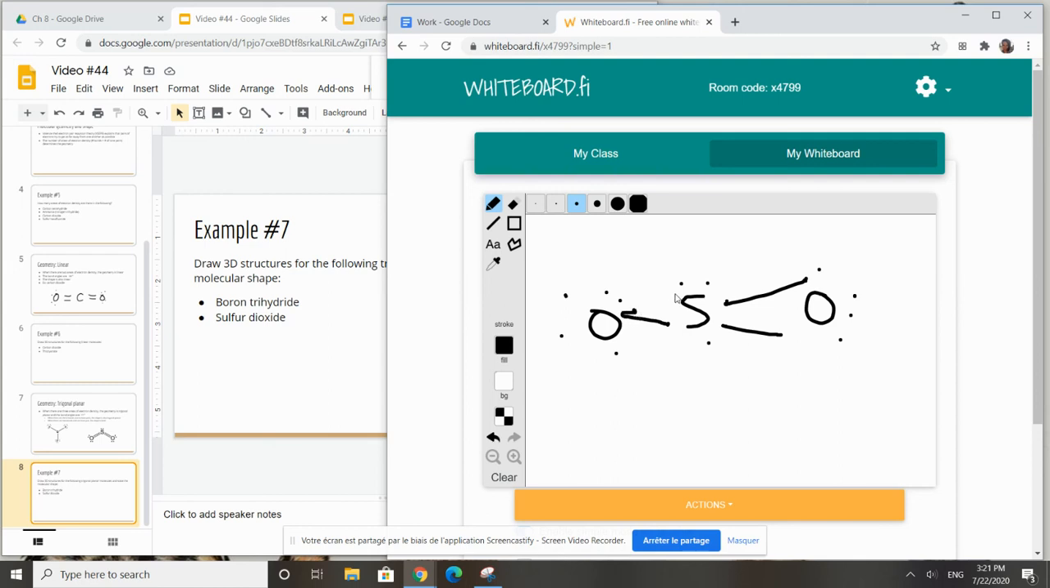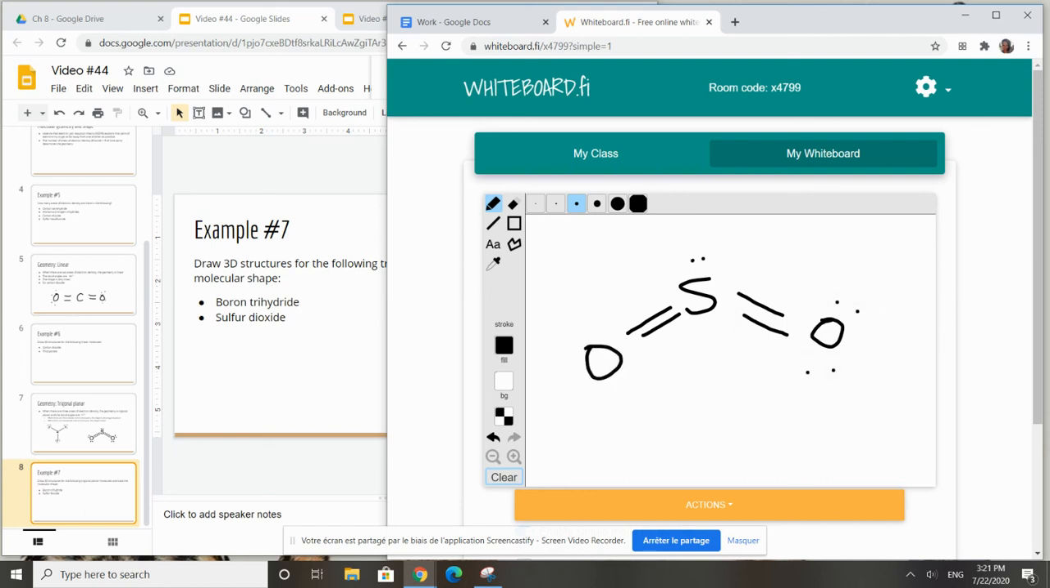If I look at just the central atom, it has 2 bonding areas, because it's 2 double bonds, and 1 lone pair. So that means I need to redraw it so that it looks bent. So this has a trigonal planar geometry and a bent shape with bond angles of approximately 120 degrees.